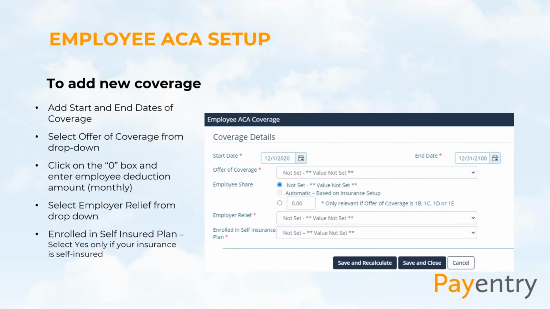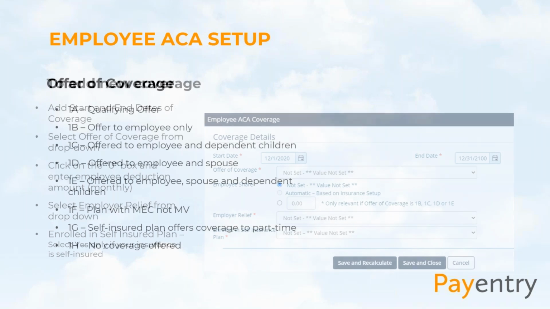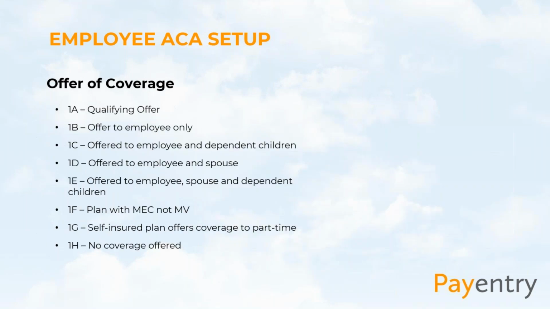Okay, to add new coverage, which is what you're going to be doing for a new hire, you add the start and end dates of coverage. Remember, I said you can date it out to 2100 if you want to, because you can always go back and add another line, change this end date, and start a new one. You stack them based on the dates. You're going to select an offer of coverage from the drop-down, and I'm going to switch over to this screen and show you that the drop-down will offer you these codes. It will offer you all the 1 codes that you need.